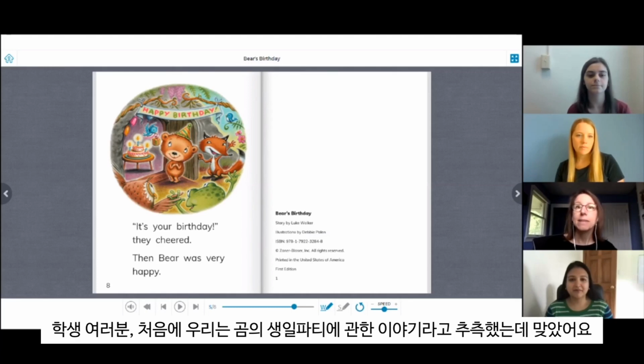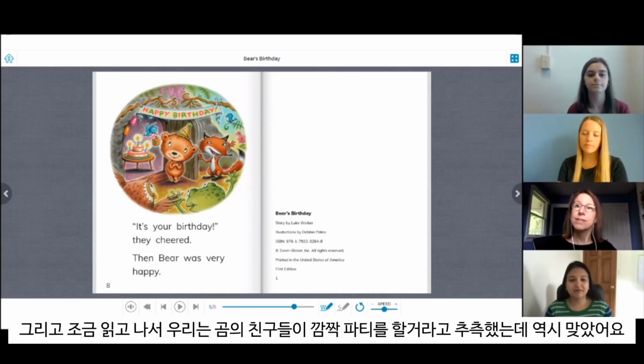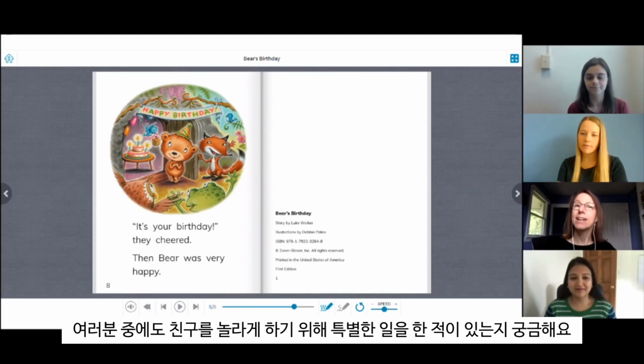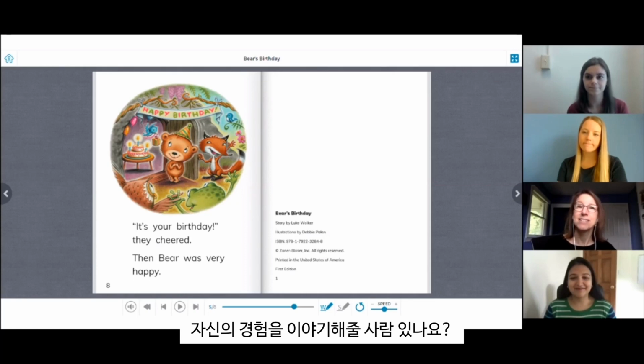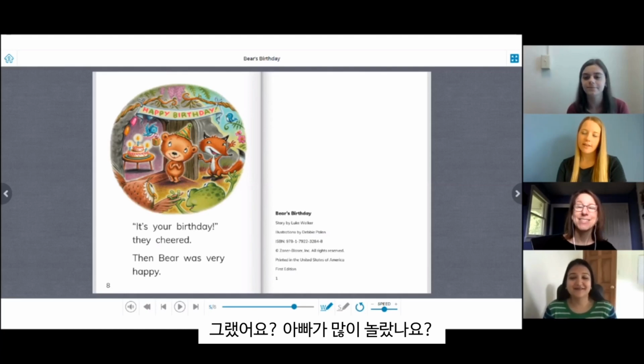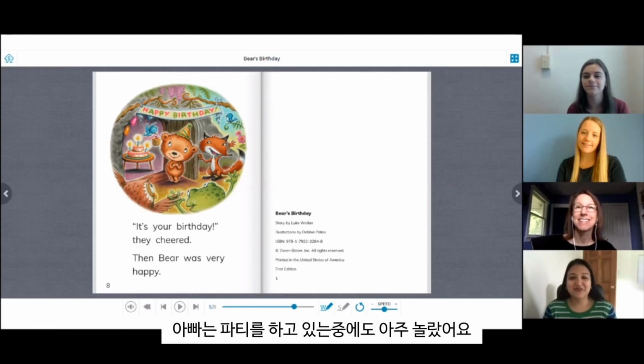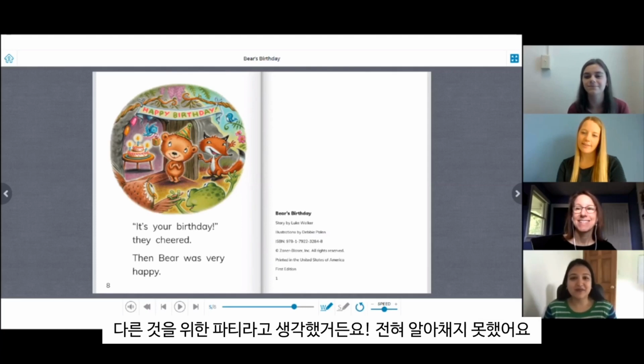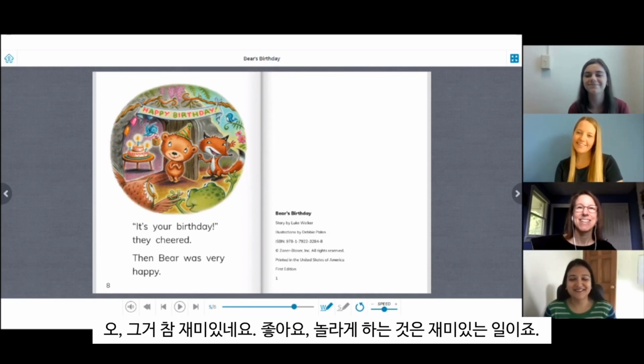So class, at the beginning of the story, we guessed it was about Bear's birthday party, which was right. And then after reading the beginning, we guessed that Bear's friends were having a surprise party, which was also right. And I'm wondering, have any of you ever done something special to surprise a friend? Can anyone share anything that they've done? We threw a surprise party for my dad. You did? Was he very surprised? He was very surprised. Even when the party was happening, he thought that it was for something else. He didn't realize it at all. Oh, that's super fun. It was great. Nice, very nice. Surprises can be so much fun.